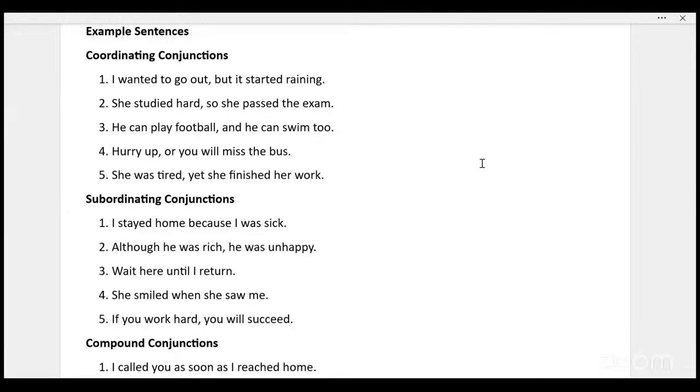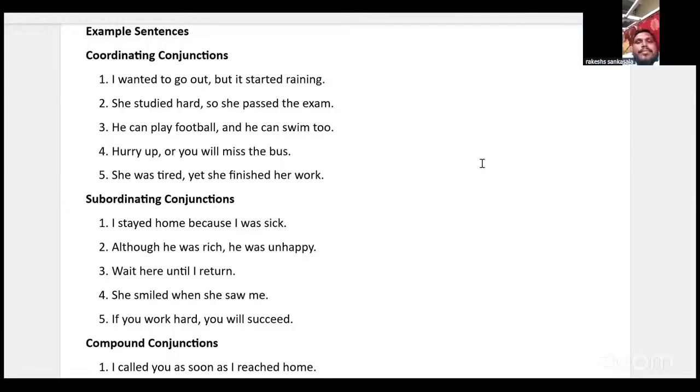Then: hurry up or you will miss the bus. We should not say things in other words; we should use these conjunctions. That's a problem we have. I wanted to go out, but it started raining. We may be saying that kind of sentence. She studied hard, so she passed the exam. Sometimes you may be saying she studied hard means she passed the exam. We should not say like that. He can play football and he can swim too. It is very simple to use and. Hurry up or you will miss the bus.